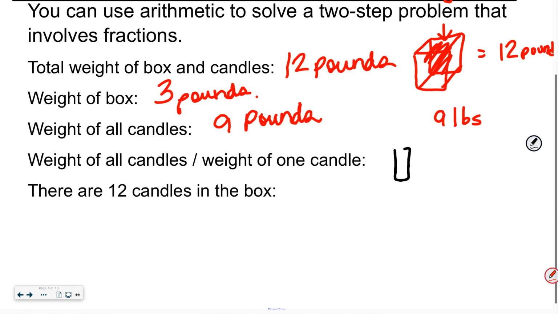And each one is 3/4 of a pound. How many are in there? What can I do? What operation? So I know that the total is 9 pounds, and each candle weighs 3/4 of a pound. I could sit here and draw them all out, but what could I do? What operation could I do to figure out how many of those 3/4 pound candles are in the total of 9?